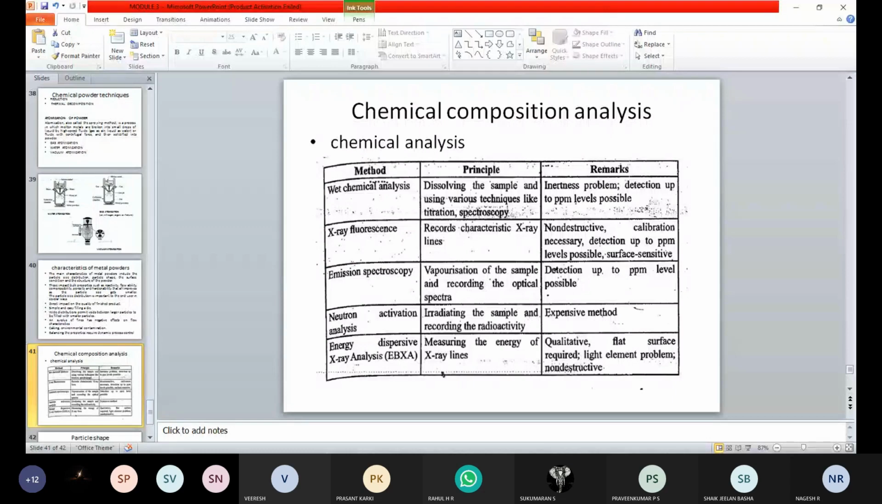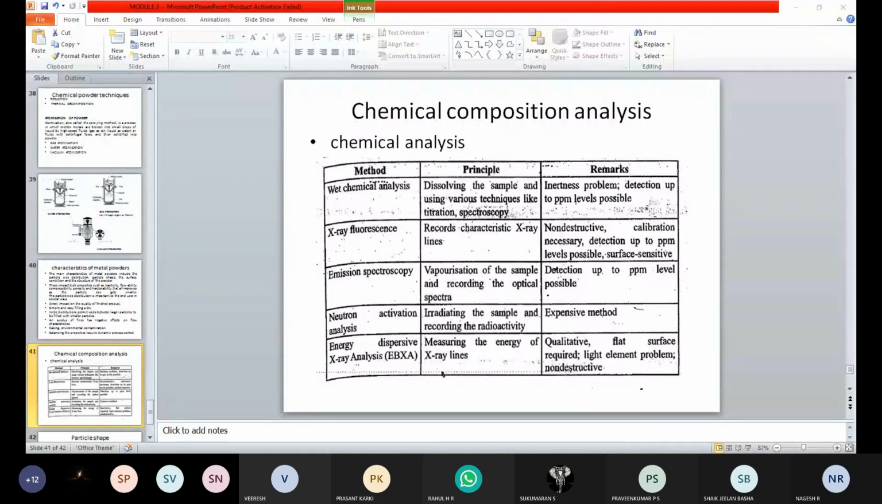By using these different methods, we are going to check wet chemical analysis, X-ray fluorescence, emission spectroscopy, neutron activation analysis, energy dispersive X-ray analysis. So these are just a list. In detail we are not going to study here. That may be studied in the next module: what machinery is involved in order to check these things. We are just considering the list over here. That is the chemical analysis by using these methods.